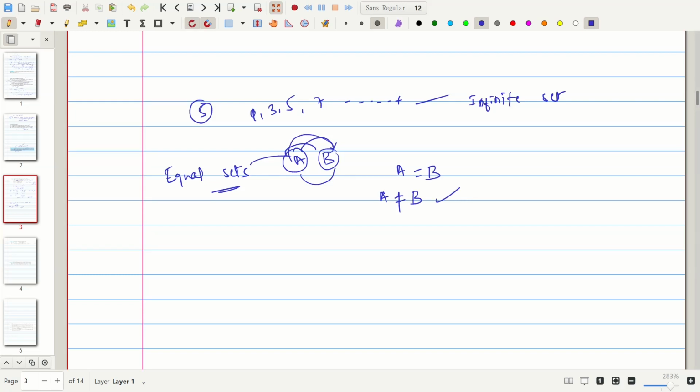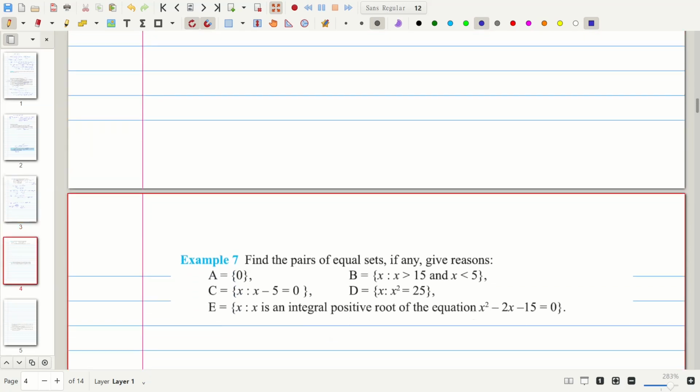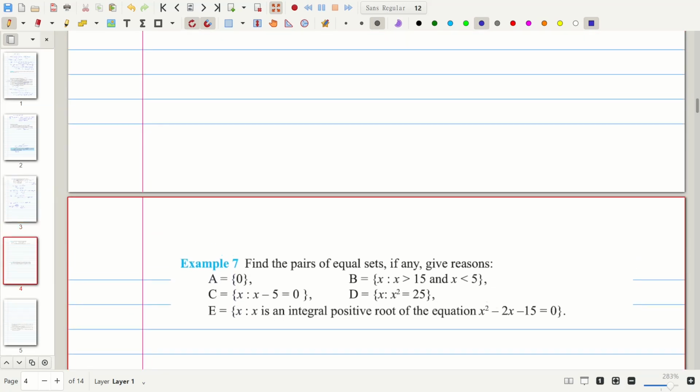Okay, let's see an example. We'll see the example here.